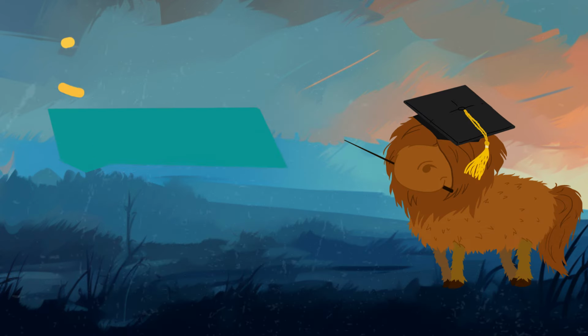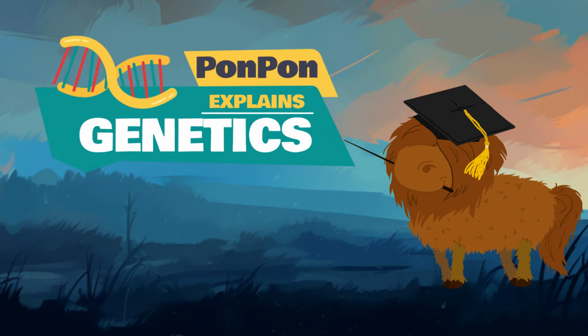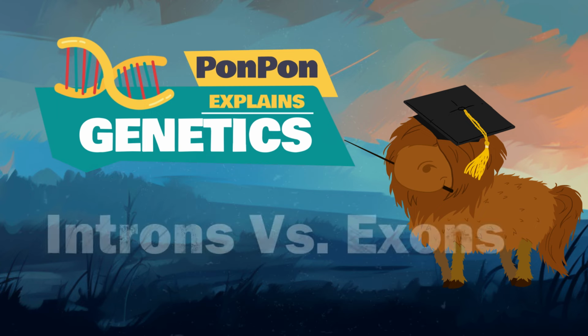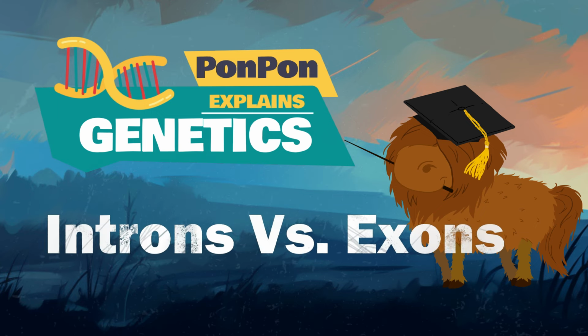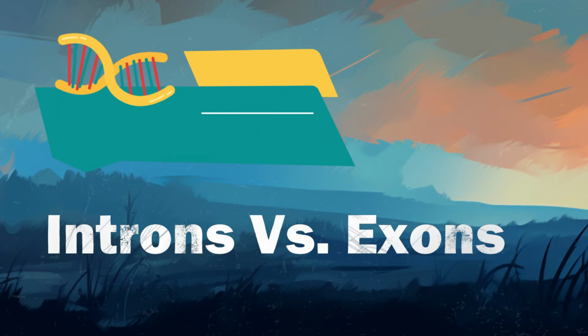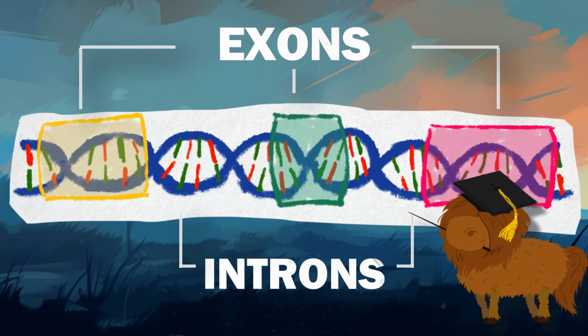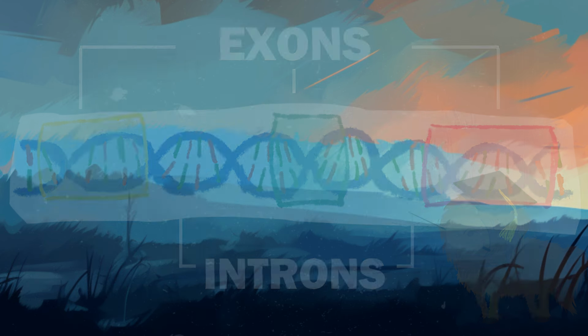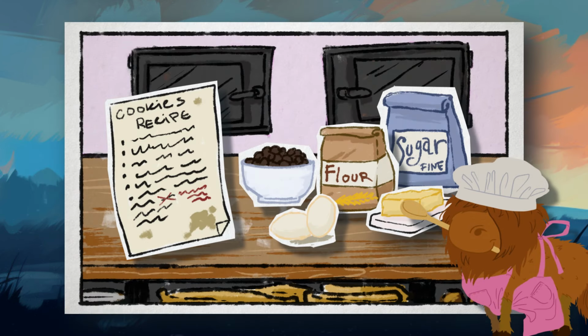Let's go to a new section I'm calling Pon Explains Genetics. Today, it's introns versus exons. What's the difference between an intron and an exon? Exons are the part of the gene that gets coded into RNA, and that RNA is used to make proteins. Let's pretend the exon section of kit is a recipe for cookies. While exons code for the actual protein, cookies in our example, introns are part of the gene's regulatory system. Introns say how much or how often to make a protein.